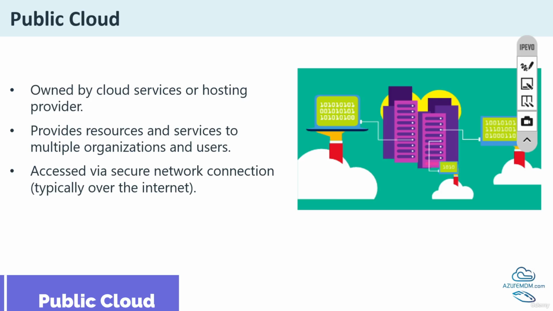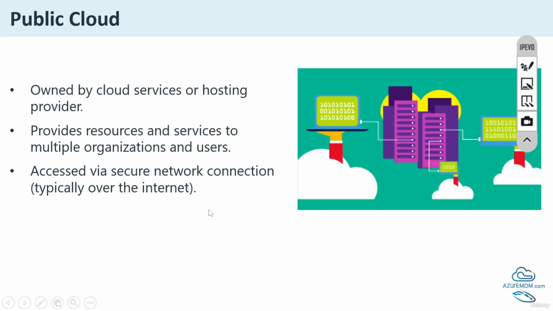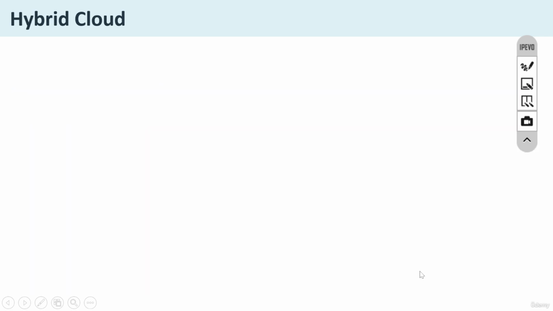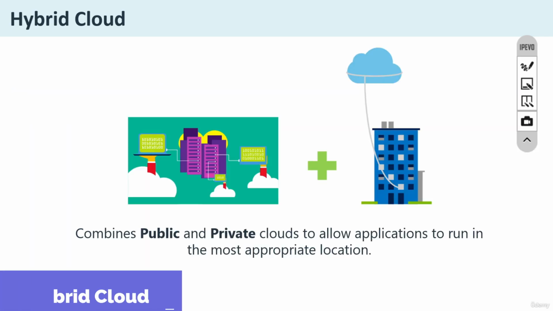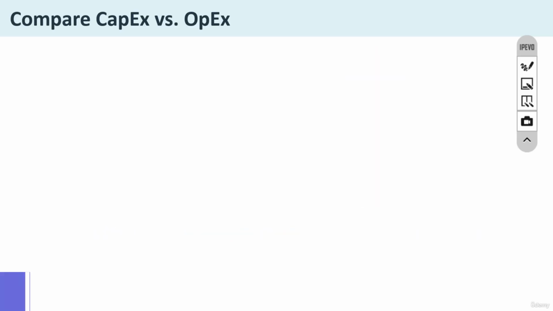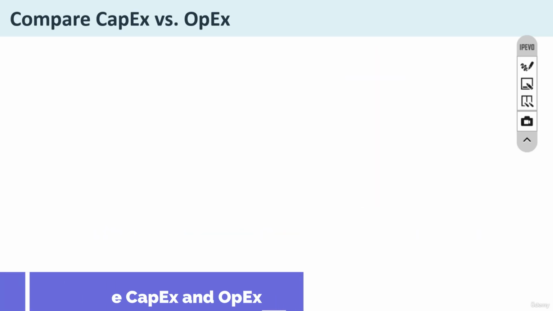Public cloud. It is basically owned by the cloud services or the hosting provider. It provides resources and services to multiple organizations and users. So one hosting provider can provide the same resources to multiple companies and multiple organizations. It is accessed via a secure network connection, typically over the internet, which is completely secured. Hybrid cloud. It is a combination of public and private cloud to allow applications to run in the most appropriate location. Now we'll compare CapEx versus OpEx.